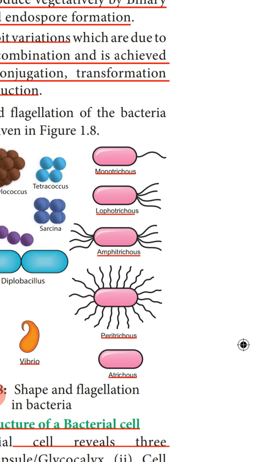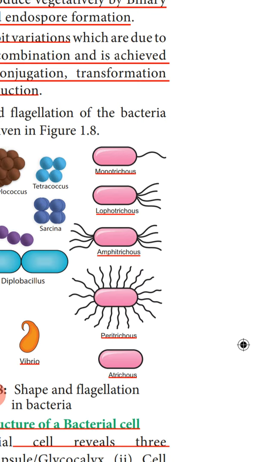If in a Bacillus bacterium only one flagellum is present at one end, at one pole, then we call it monotrichous. If a group of flagella, a tuft of flagella, is present at one end, we call it lophotrichous. If a group of flagella, a tuft of flagella, is present at both the poles of the bacteria, then we call it amphitrichous. If the flagella are scattered all over the surface of the bacteria, then we call it peritrichous.